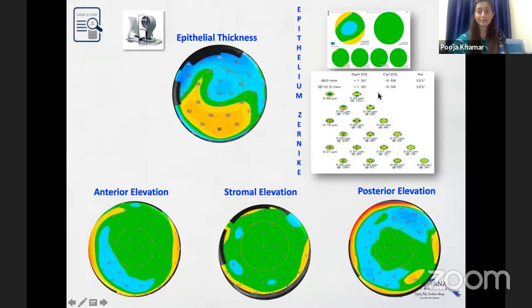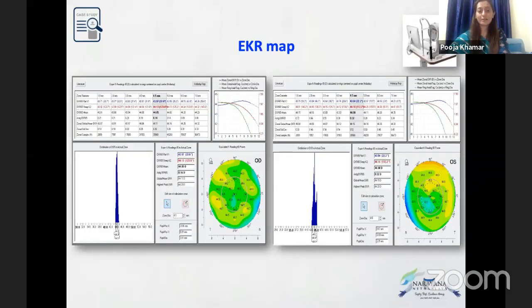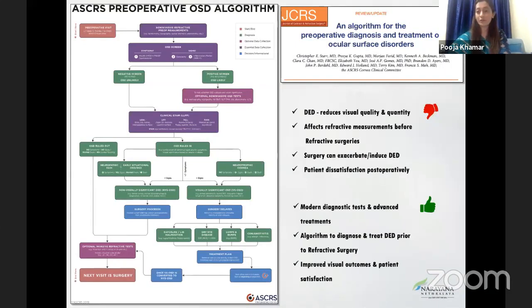So the question here is, should we advise a multifocal IOL or a premium IOL for this patient? And this is the EKR map. You can see here it's just a single peak with hardly any disturbances present. However, here there are a few disturbances, and you can see a few peaks, three or four. So this is not a very good idea. So the question here is, how do we go ahead? It's a young patient, does he deserve a premium IOL or not?